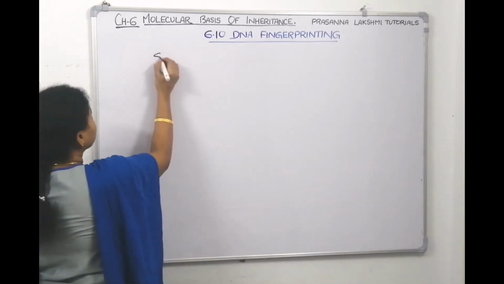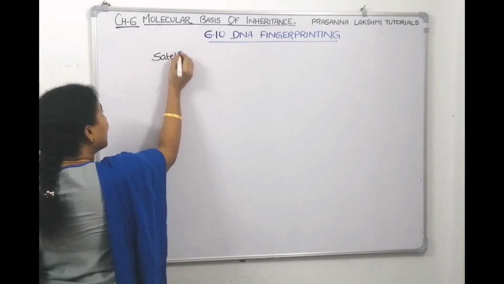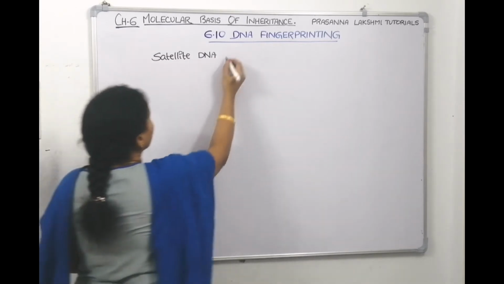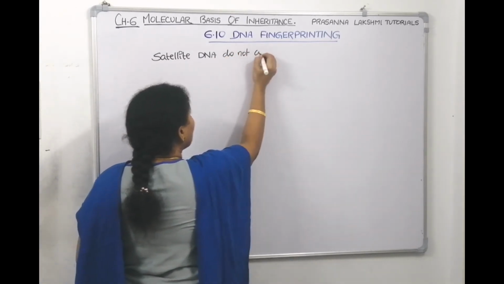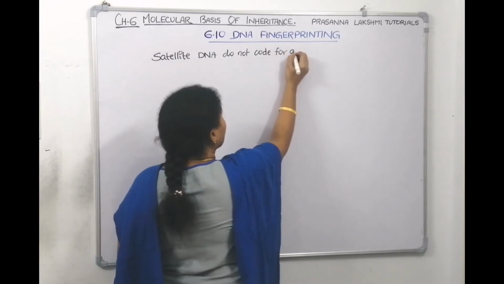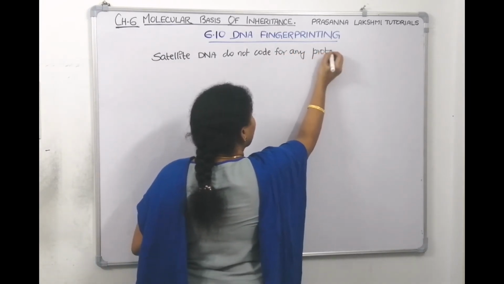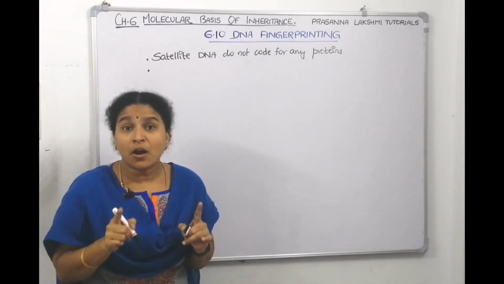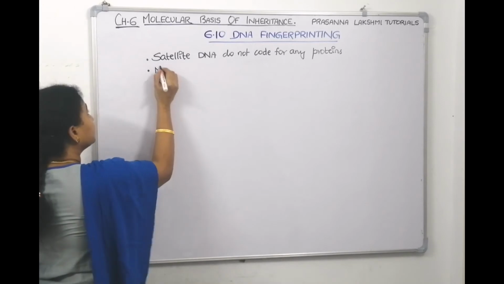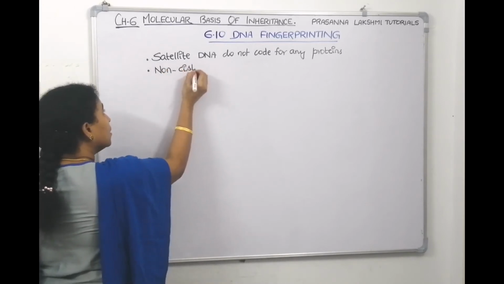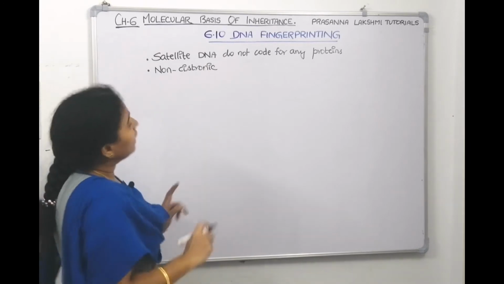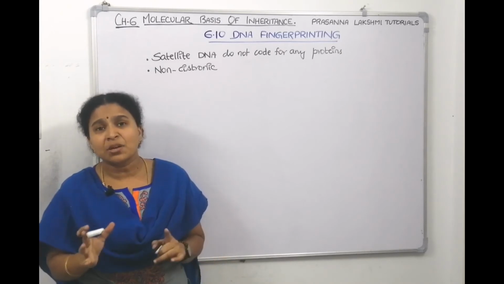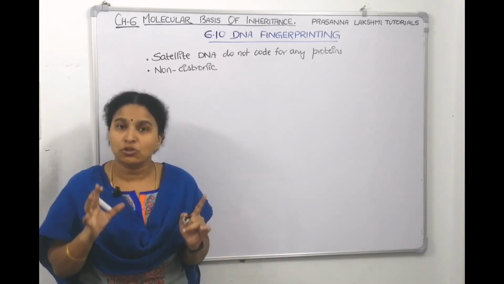So let us write down: satellite DNAs. Do they code for proteins? They do not code for any proteins. If they are not coding for any proteins, that means they are non-cistronic. They are non-cistronic, but they are repeated a large number of times and they make up a large proportion of the genome.